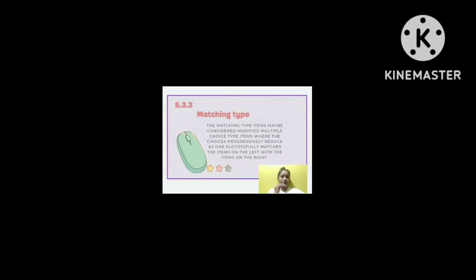So, example of this yung column A and column B. Yung column A is yung word lamang and the other one, the column B, is yung definition. So, hahanapin mo yung tamang sagot, yung tamang definition sa column B. Then you connect the right answer. So let's move on to guidelines for constructing matching type test.